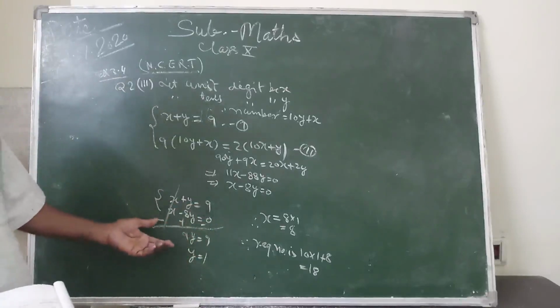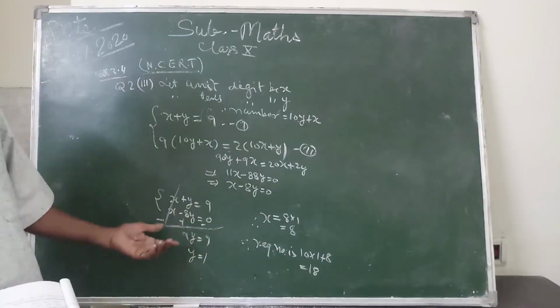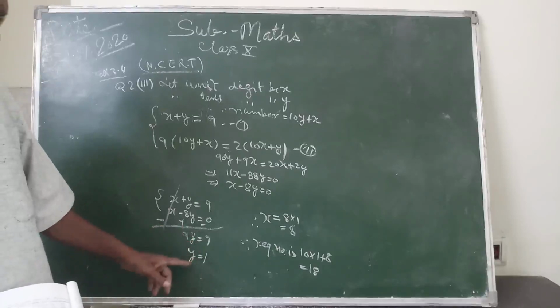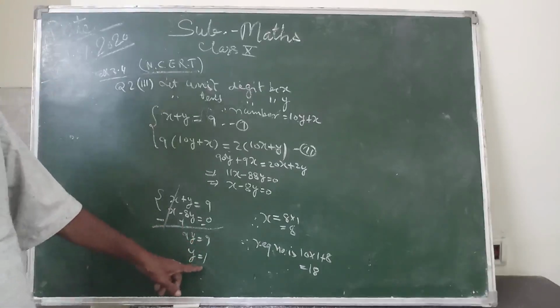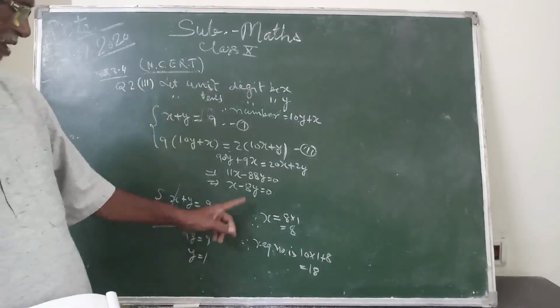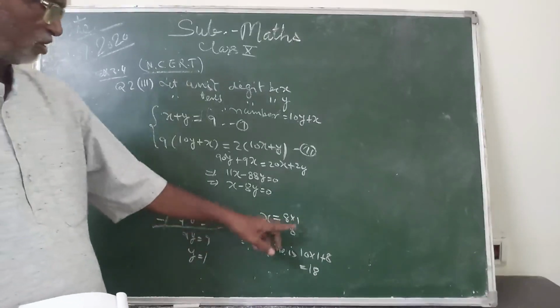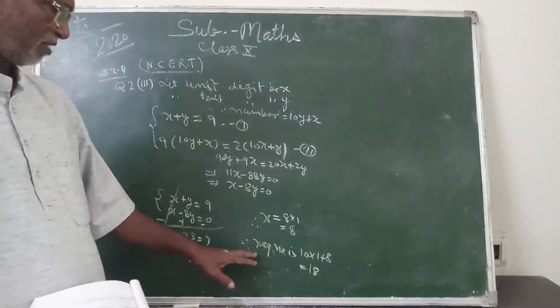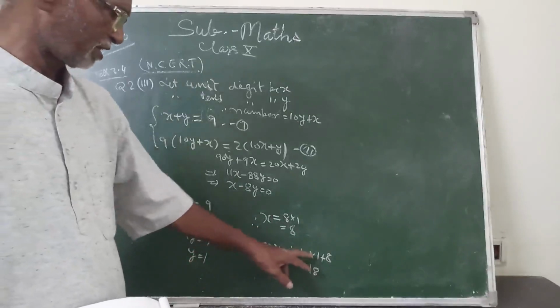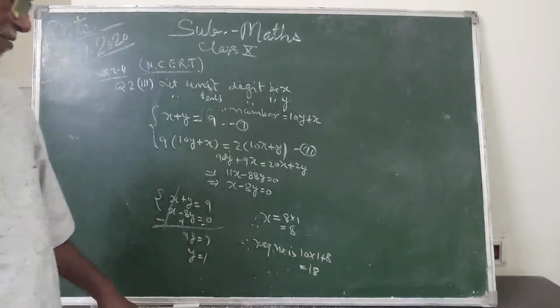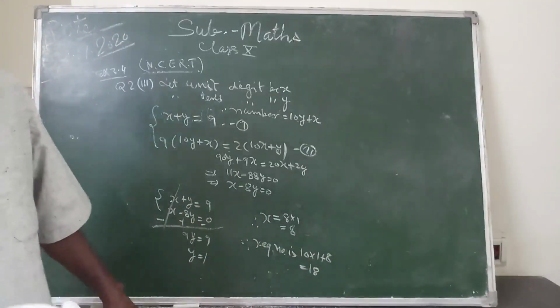Solving by the elimination method, subtracting the second from the first, we get 9y is equal to 9, therefore y is equal to 1, and x becomes, because x is equal to 8y, 8 into 1, that is 8. Therefore the required number is 10 into y, that is 10 into 1 plus 8, that is 18. It satisfies the equation.